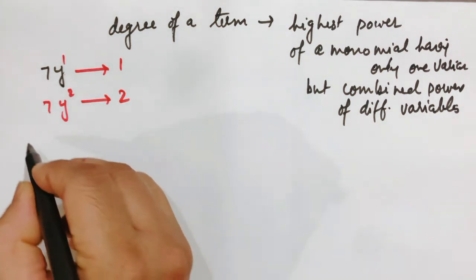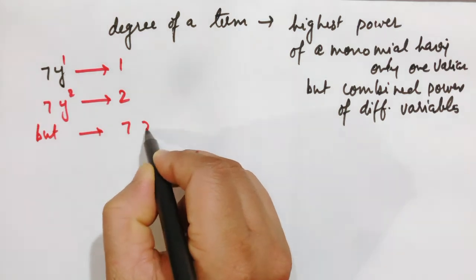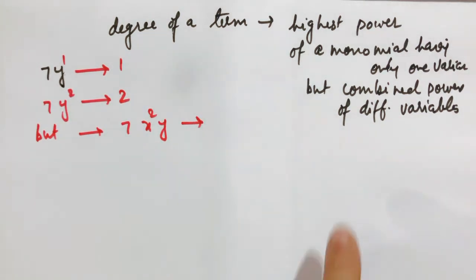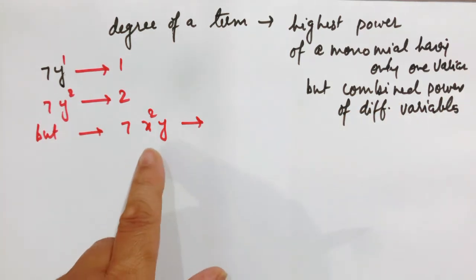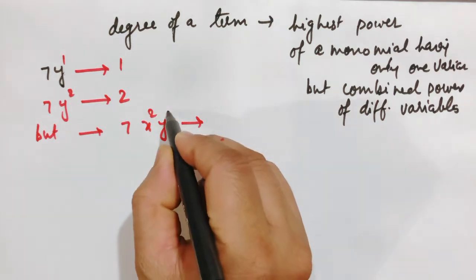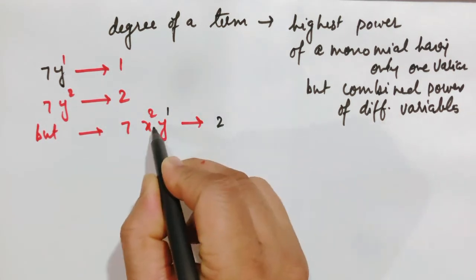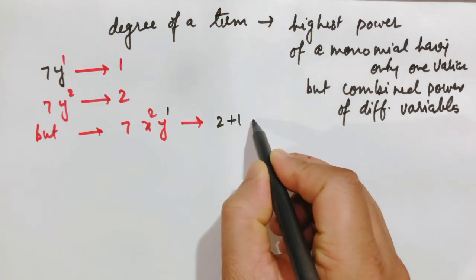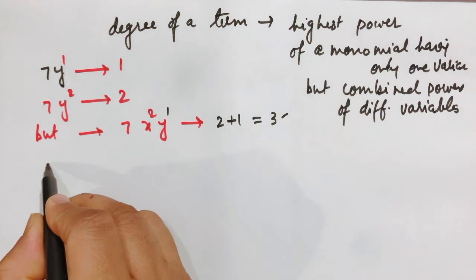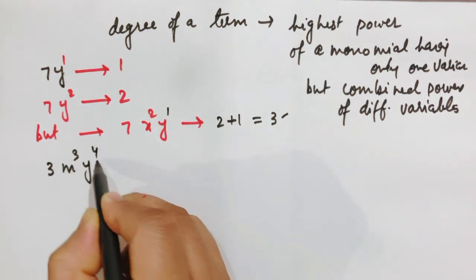Okay, but if you have 7x square y, then in that case it will be the combined powers of different variables. So different variables are there, so the combined power means the power of x is 2 and the power of y is 1, so 2 plus 1 is equal to 3. Clear?